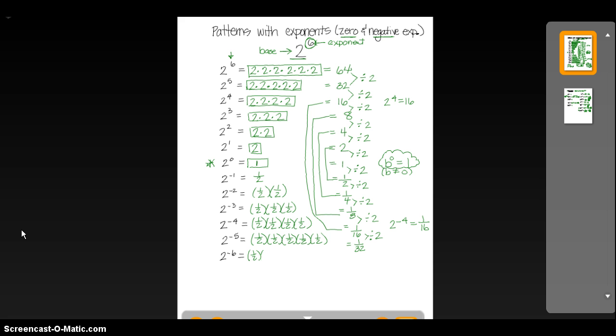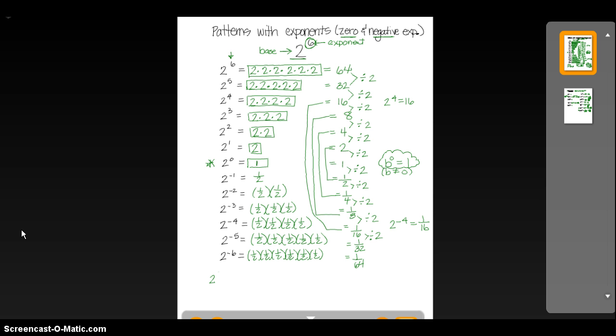So let's finish this off with 2 to the negative sixth power. That means we would have 6 factors of 1/2, which, you guessed it, would be 1/64. Okay, so that brings us to our next rule. So let's look at this again.